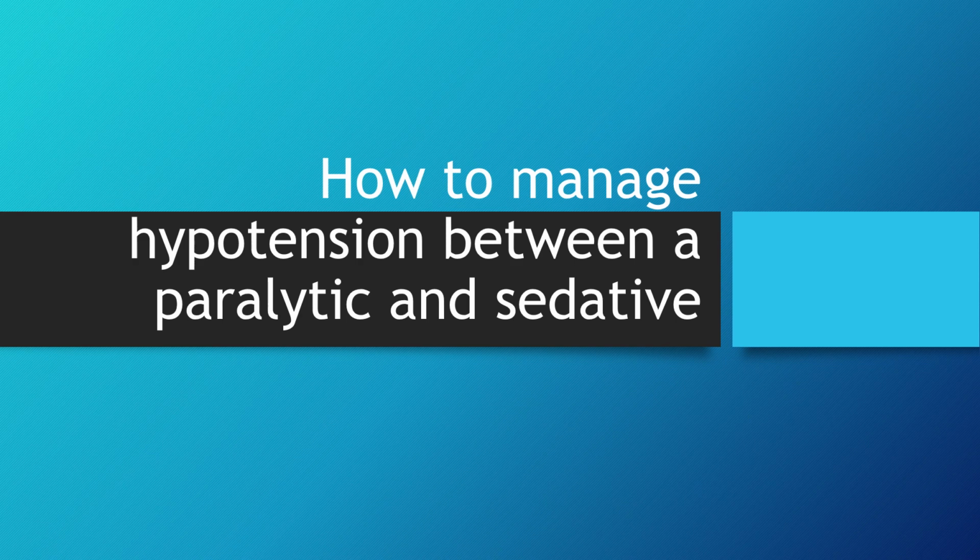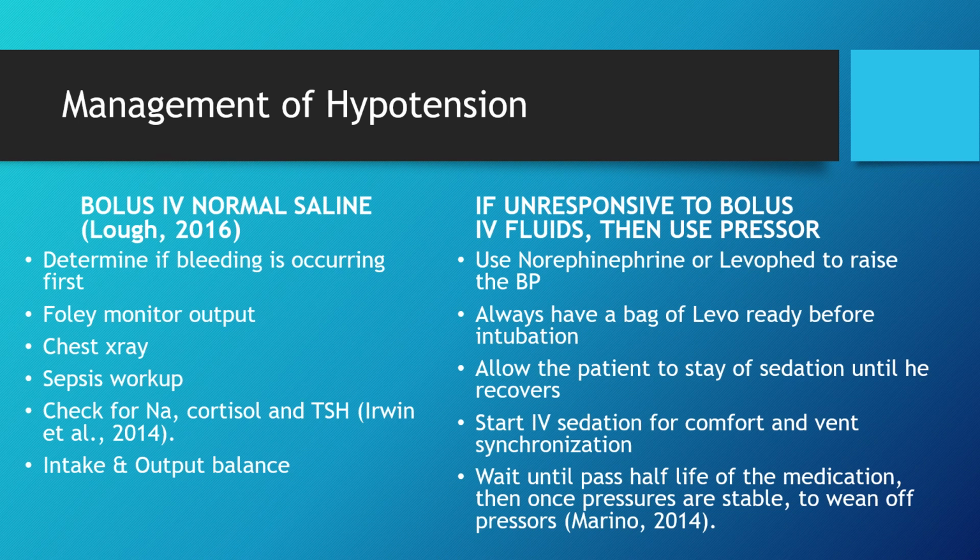So how do we manage hypotension between paralytic and a sedative? Well, we have to bolus right away. So according to our textbook, Lau, hemodynamic monitoring involves, especially a drop of significant pressure in hypotension, we bolus IV normal saline. And we first determine if there's bleeding involved. So that must occur first prior to administration of bolus, because administration of bolus with bleeding can actually increase bleeding. And we don't want to do that, so we want to determine if there's any bleeding involved.